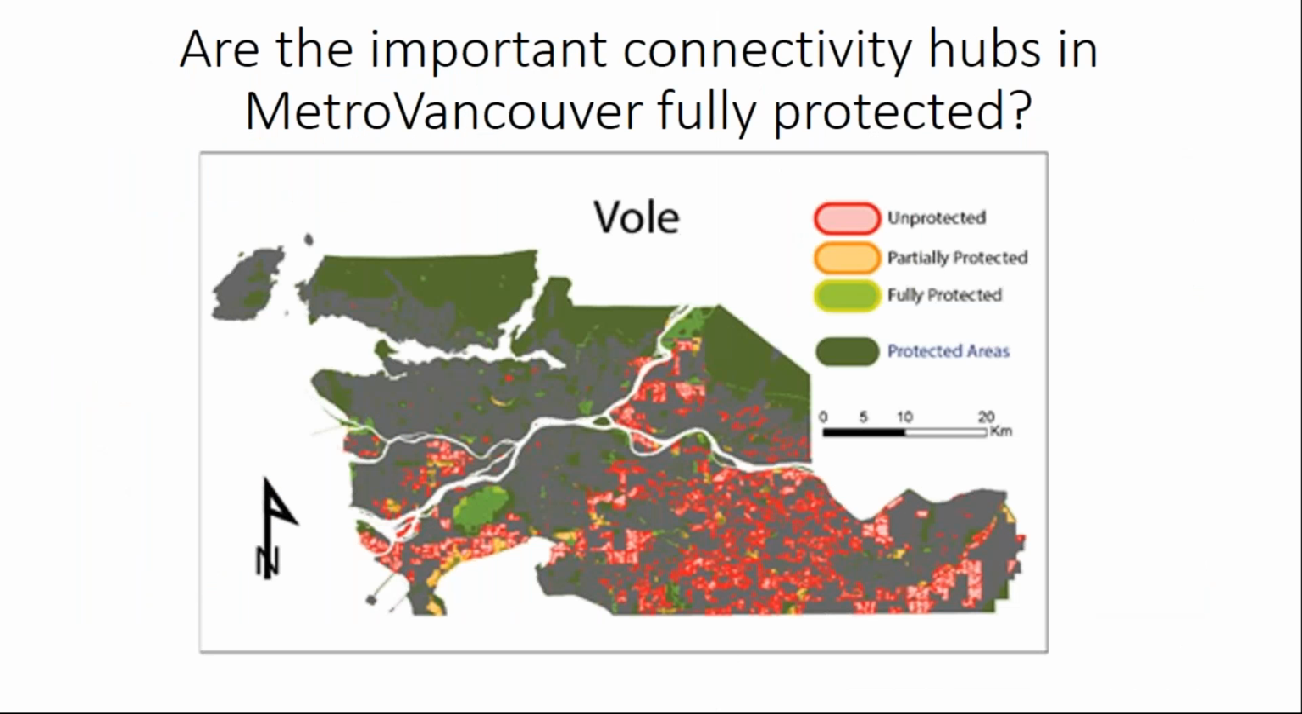We can also look at connectivity relative to protection. So here's just an example. The things with red circles show you important connectivity hubs that are unprotected, right? So we can build a map of connectivity and figure out, are there important places for connectivity that are not yet protected, and can we use that to help our planning?